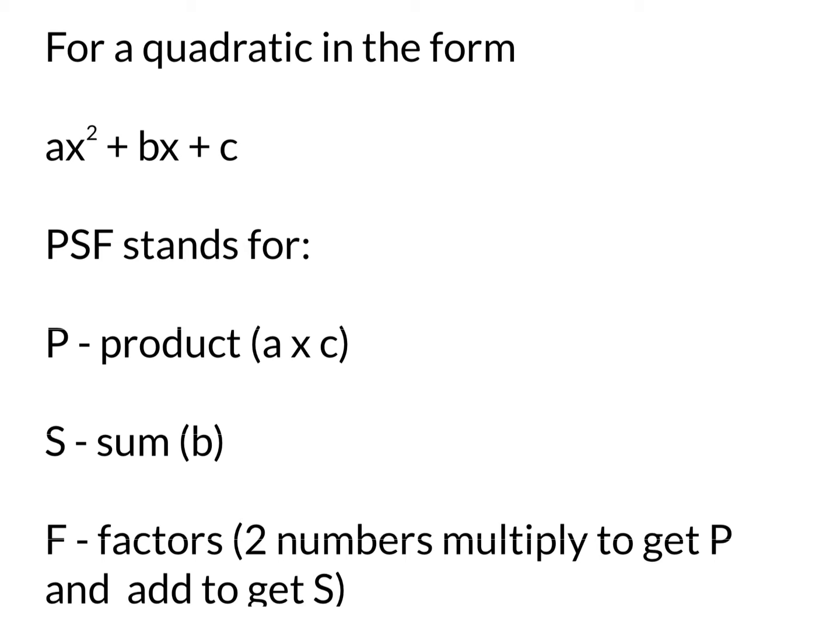So for a quadratic that's in the form of ax squared plus bx plus c, PSF stands for: P stands for product, that's the a times the c. The S stands for sum, which is the b, and the F stands for factors, which are the two numbers that multiply to get P and add to get S.